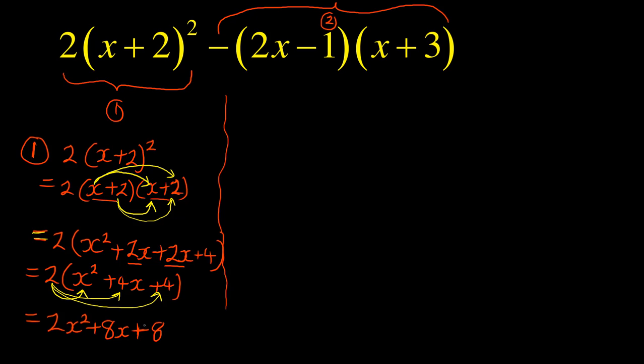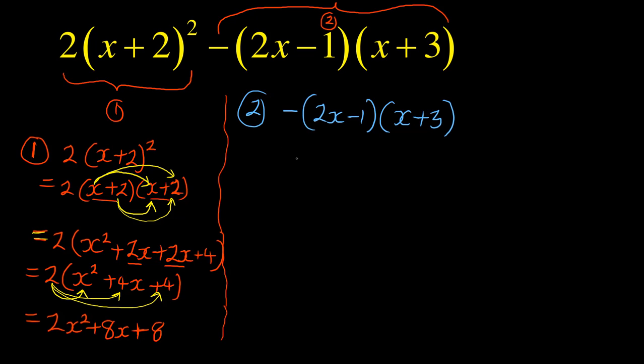So you can see that this is the first part, which is the number 1 part. Now let's look at the number 2 part. The number 2 part is minus (2x minus 1) and (x plus 3).